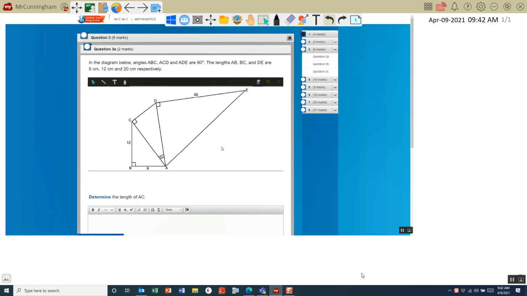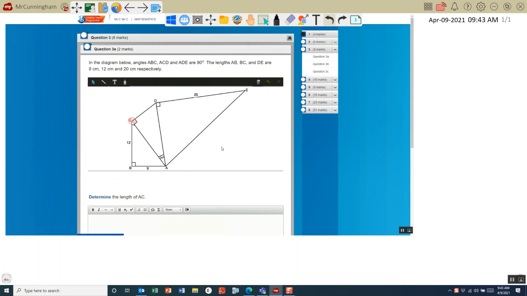This is question 3 from the November 2018 Standard Level Mathematics E-assessment for MYP. We've got a diagram which has 3 triangles, and we're told that some of these angles are 90 degrees, specifically ABC, ACD, and ADE. And we're given these sides 9, 12, and 20. And the first thing we have to do is to determine the length of AC.